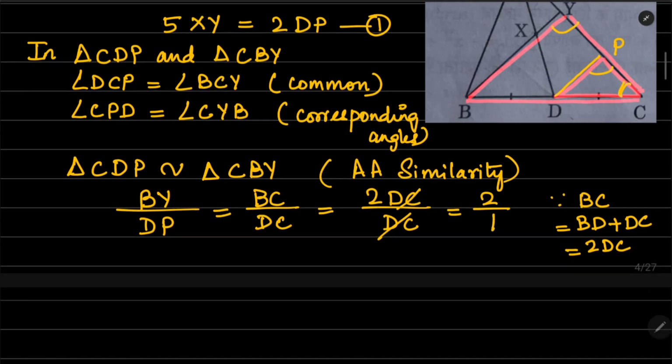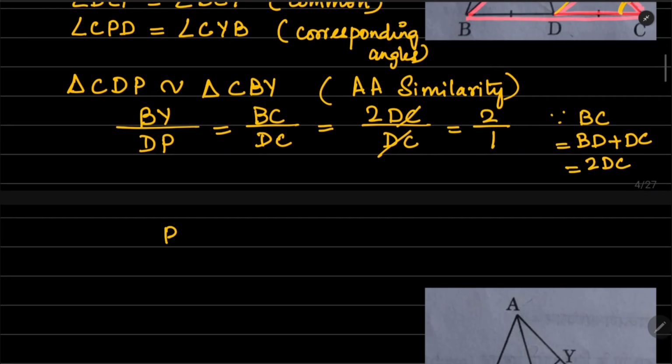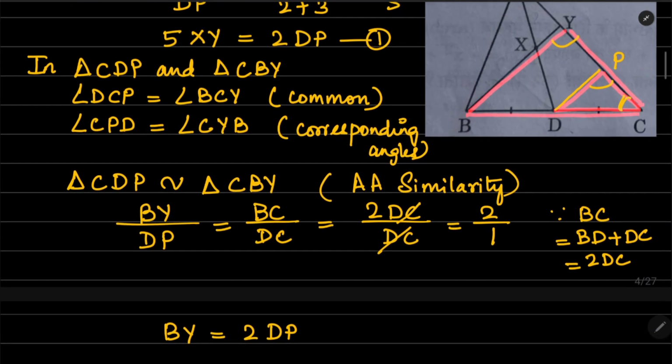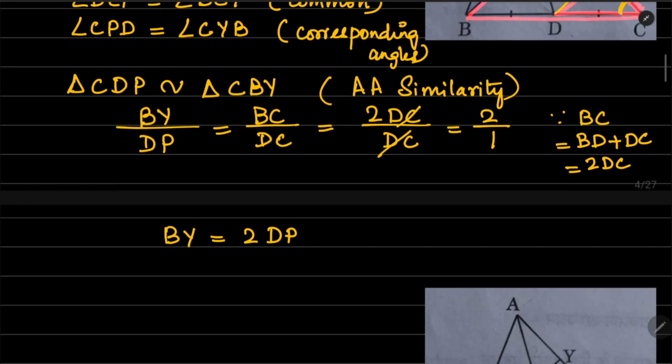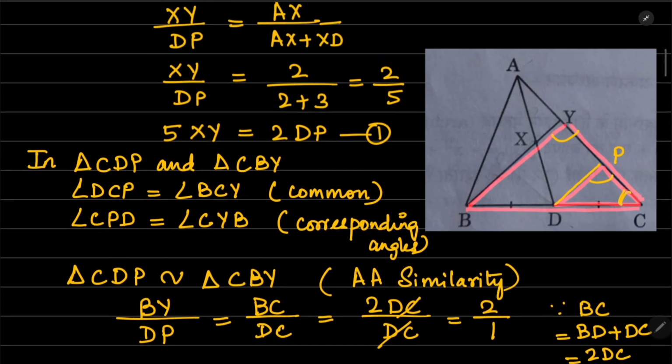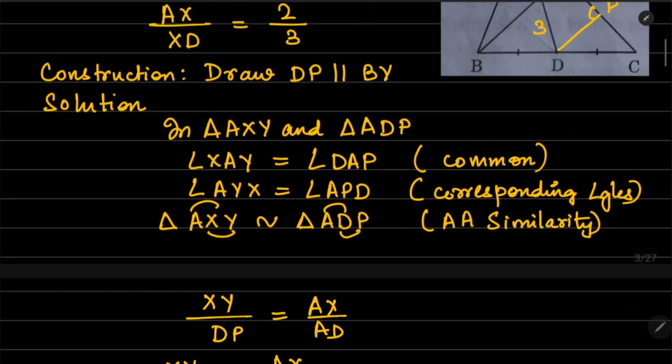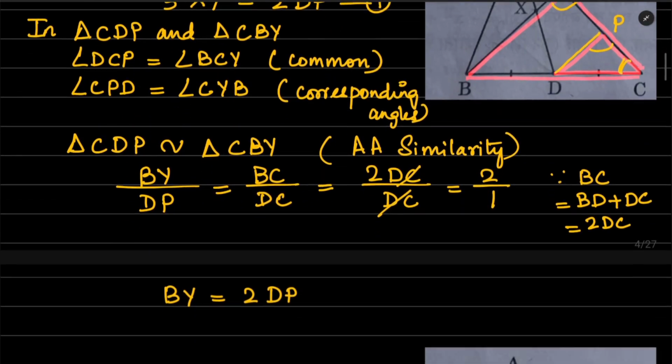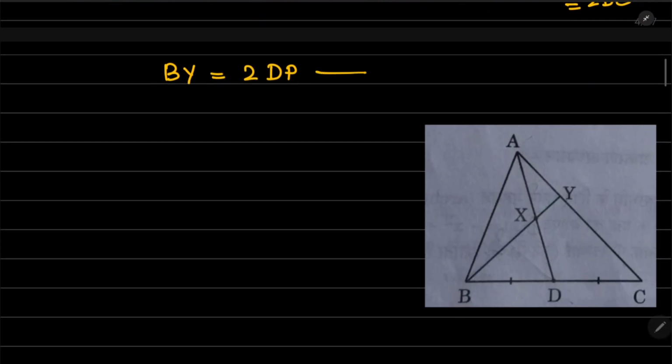When I cross multiply, what do I get? I'll get BY is equal to 2 times DP. Look here, what have we just got? BY is equal to twice DP. Now let this be equation 2, and the previous one equation 1.